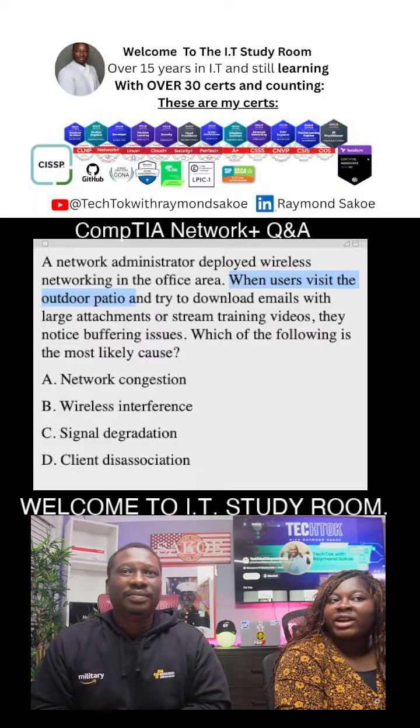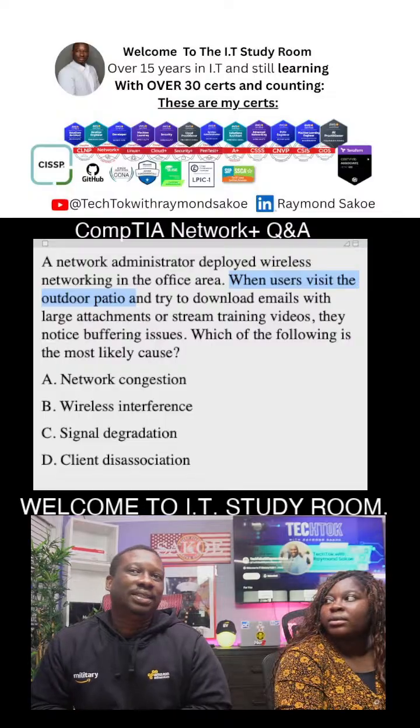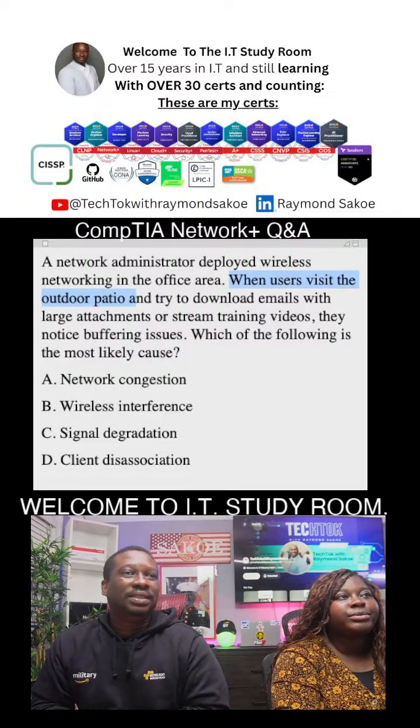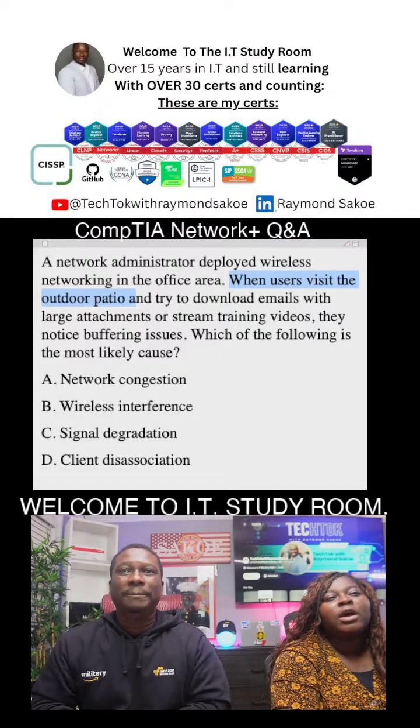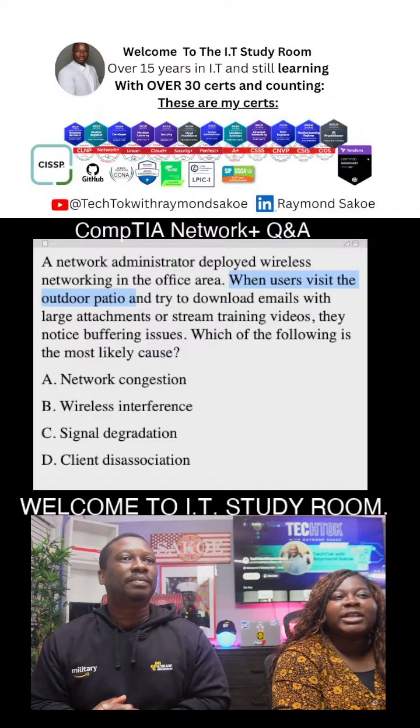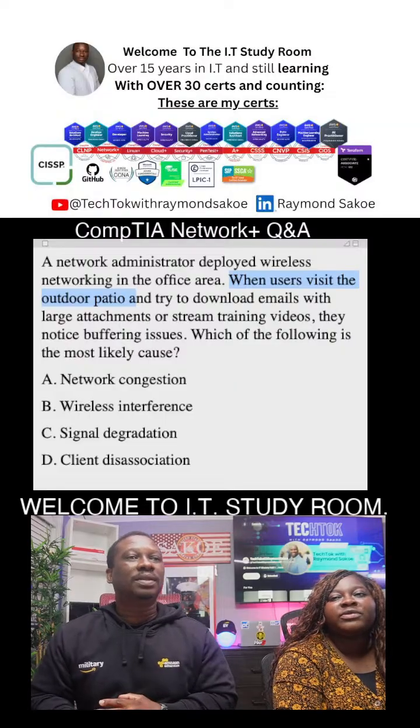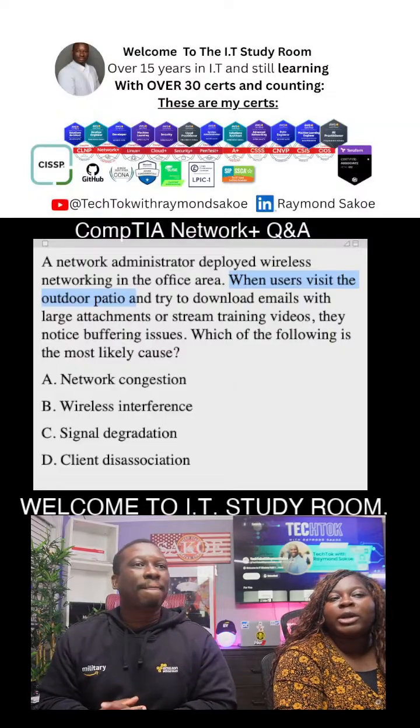So what if there's Wi-Fi outside? They didn't say that. It's a vague question, but Muhammad is saying it's one of those questions where you have to use process of elimination.